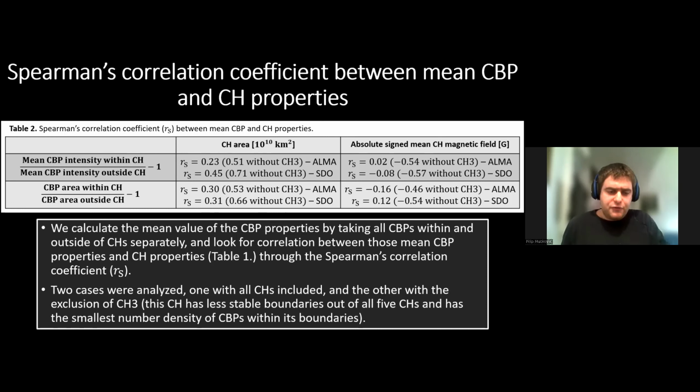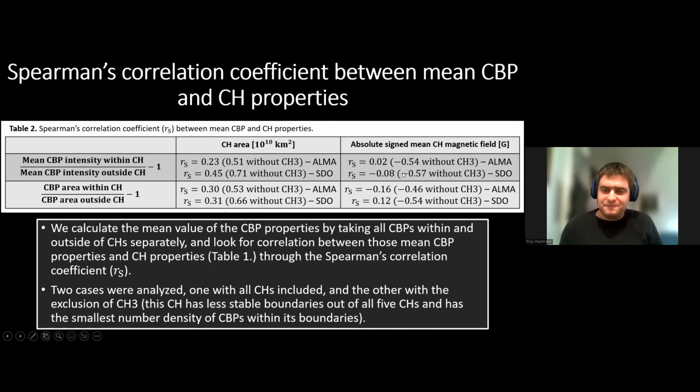However, if we exclude one specific coronal hole, which is noted here as CH3, which was the least stable of the 5, the correlation coefficient only rises, even up to 0.5 to 0.7 in value, which is a very high correlation. Thus meaning that larger coronal holes might be allowing hotter or brighter and larger CBPs to form within them.